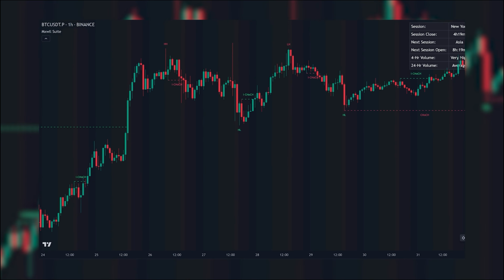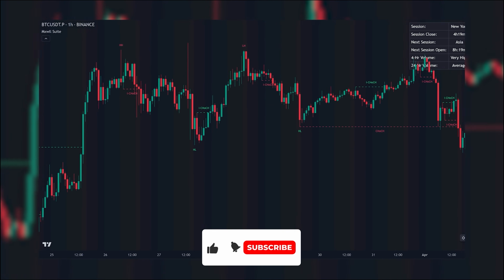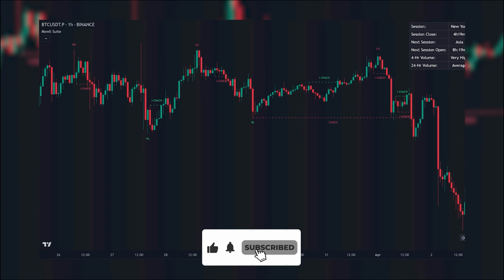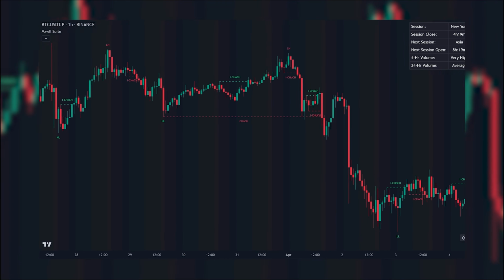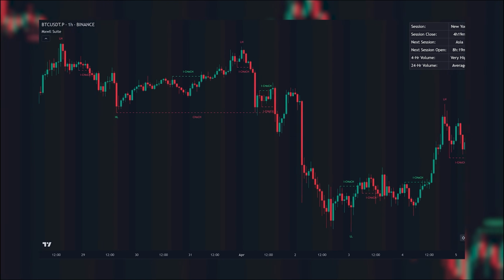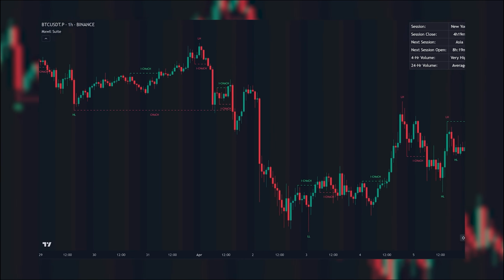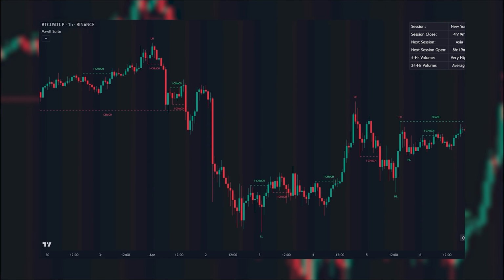The Maxwell Price Action Suite is more than just a tool. It's a comprehensive trading solution that empowers you to manage trades with precision and strategic foresight. By integrating this indicator into your trading routine, you can significantly enhance your ability to make informed decisions, thereby increasing your potential for higher profitability.